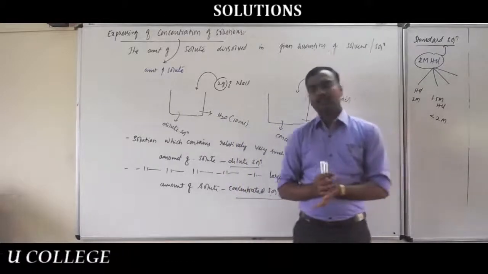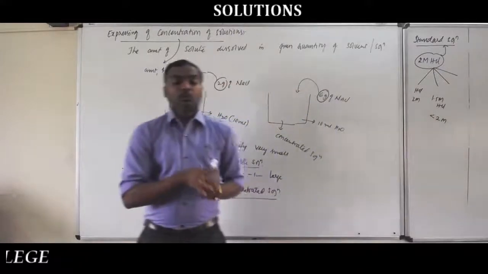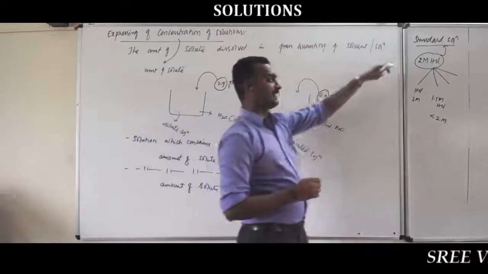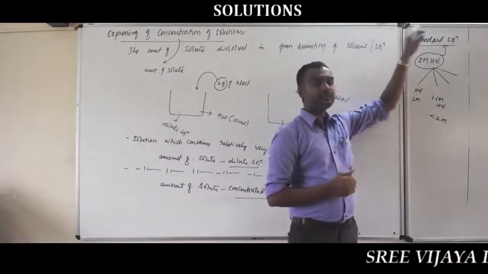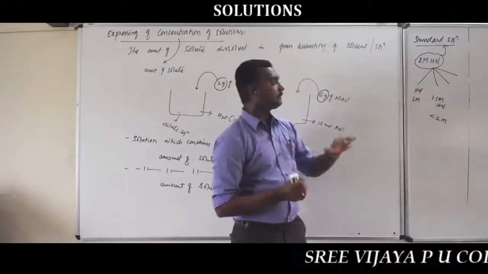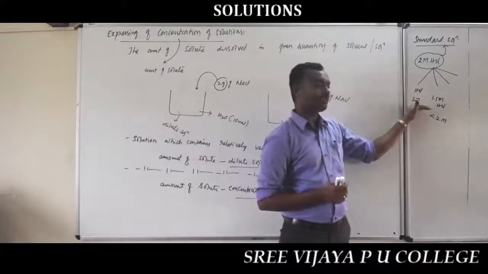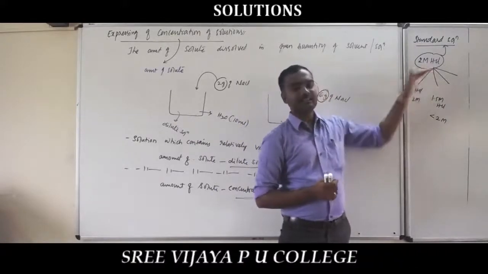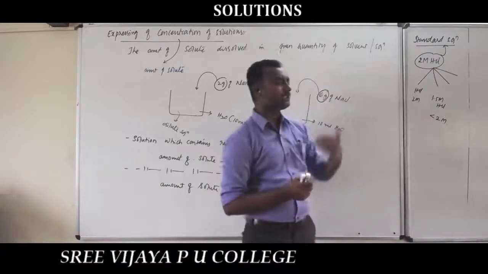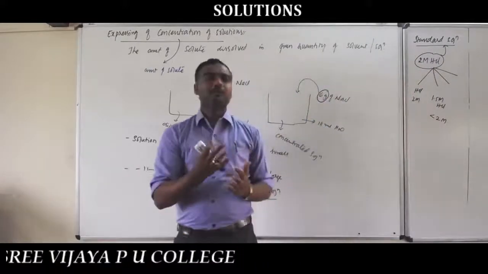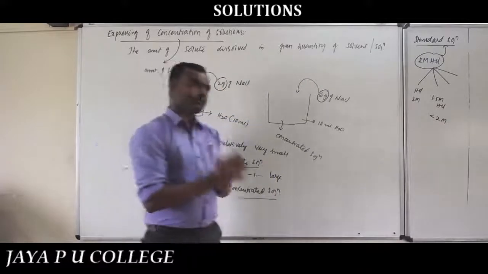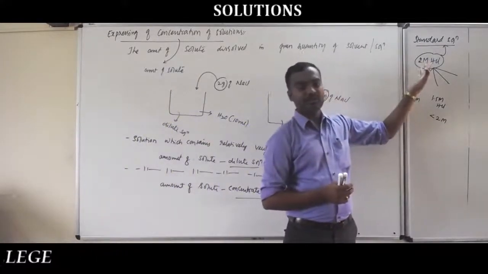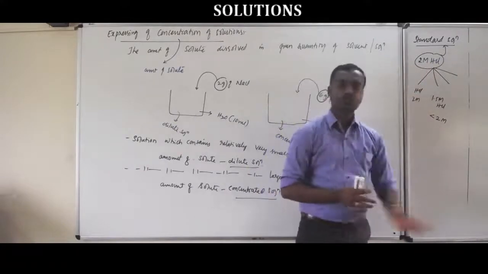Totally, a solution whose concentration is known is called a standard solution. By using a standard solution, we can prepare solutions of different concentration, but the concentrations should be less than the standard concentration. With a 2 molar HCl solution, we cannot prepare a 2.5 molar HCl solution. We can prepare solutions of different concentration, but the concentration should be less than 2 molar.